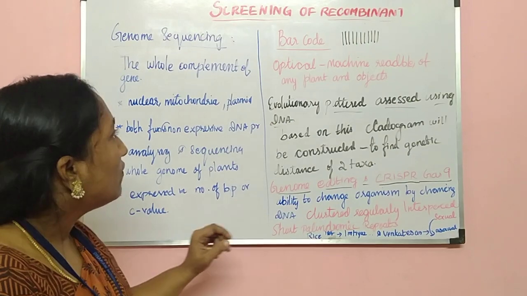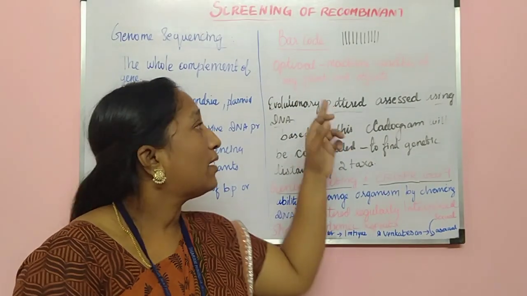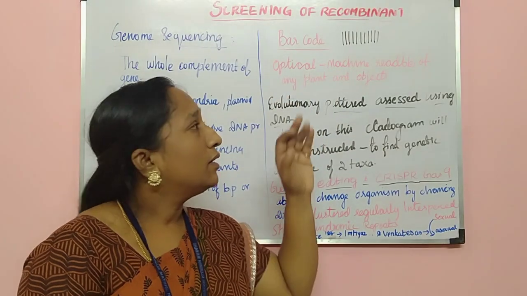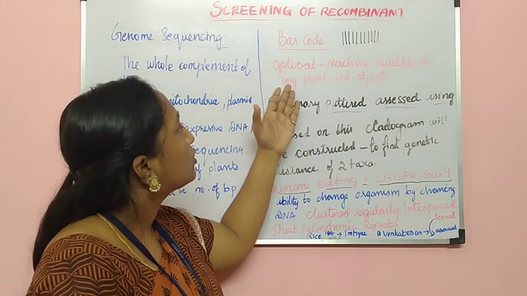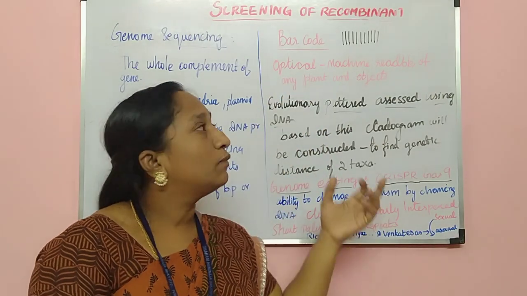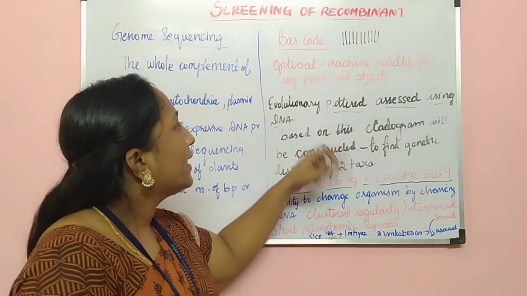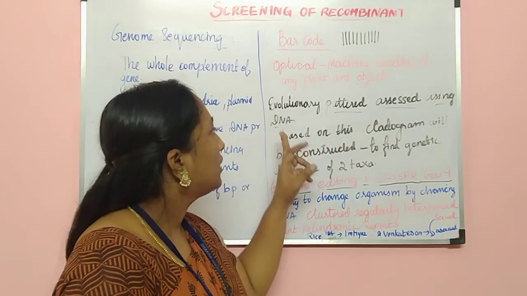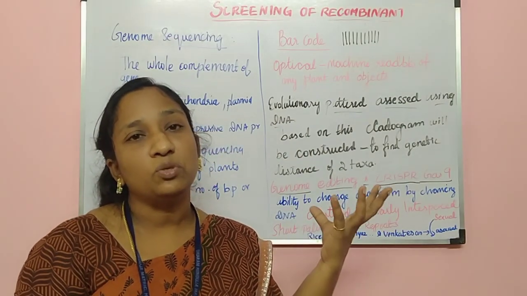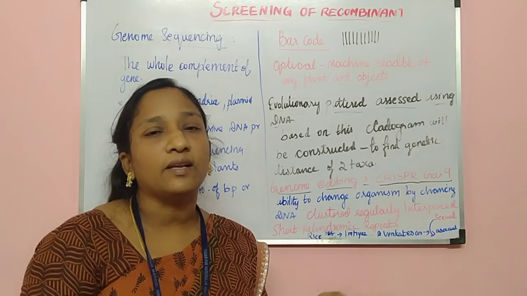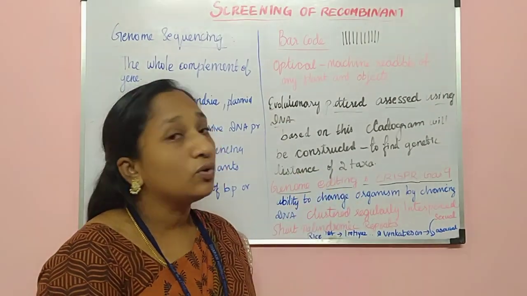And next, barcoding is an optical machine readable object which is used to find the details of plants and even all objects, like we already practice with objects in shops. And next is evolutionary pattern assessed using DNA. By getting the evolutionary relationship, the cladogram will be constructed. By comparing the cladograms, we can find the distance of two taxa.